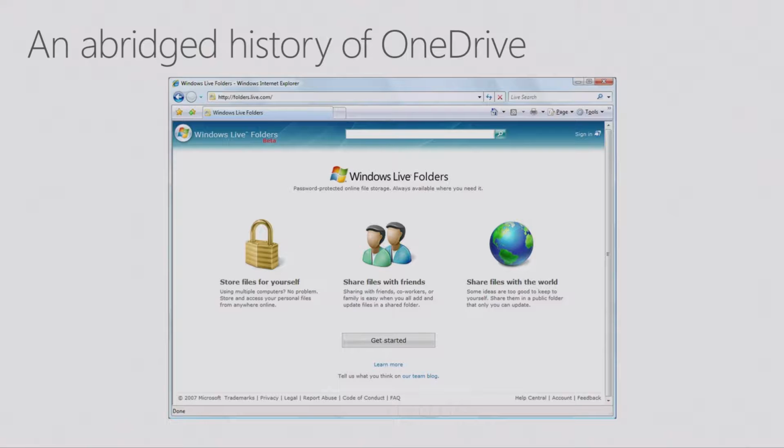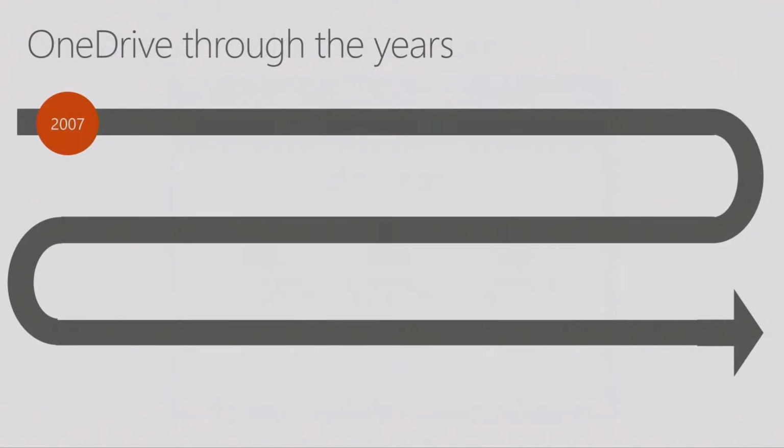But really, there are 3 core things we focused on that are still true today. Store files, put them in the cloud, share with people, share with anyone. Back in 2007, I wouldn't say that people really needed cloud storage. It was a very nascent time for this category of product, but the point here is we've been in this for a long time.